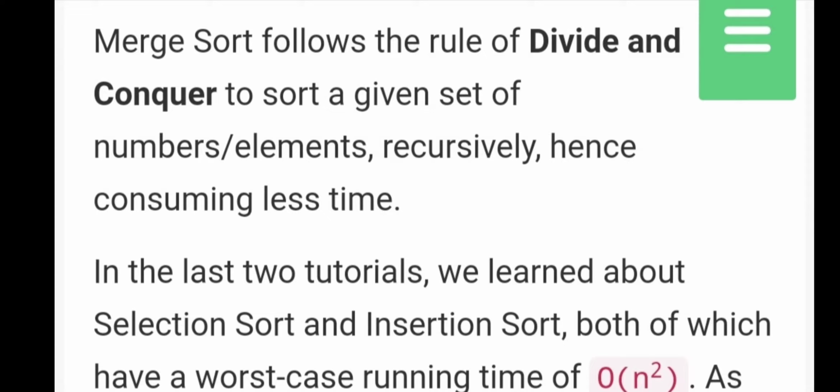Merge sort follows the rule of divide and conquer. To sort a given set of numbers, elements recursively, hence consuming less time. One more time, merge sort follows divide and conquer rule, and it also works in a recursive manner. So it takes less time to sort.